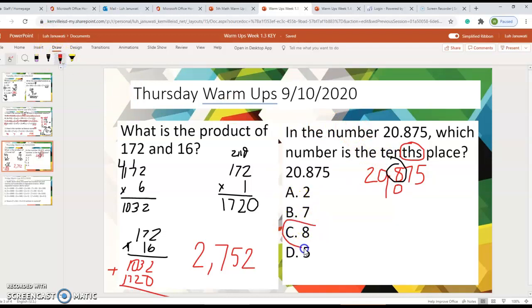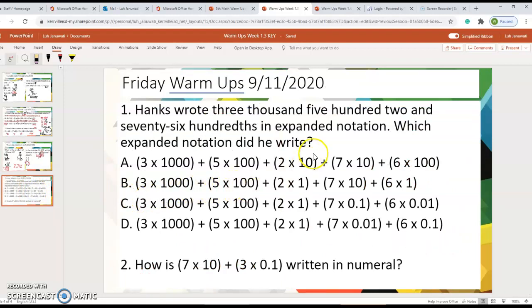If the question is which number is in the hundredths place, you put your 1 here also, and you write 100s, and then you know that the hundredths place is the 7, and the 5 is in the thousandths place. Okay, last one. Well, last two actually.